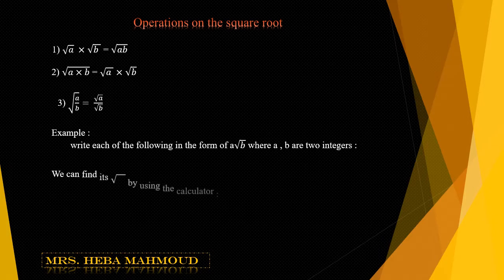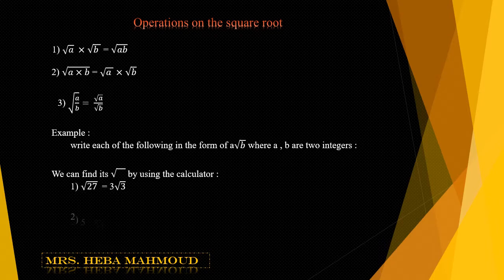Example: write each of the following in the form A√B, where A and B are two integers. We can find the square root by using the calculator. Number 1, the square root of 27, on the calculator will be 3√3. Number 2, 5 times the square root of 54, we write it on the calculator: 5 times the square root of 54, which is 3√6, equals 15√6.